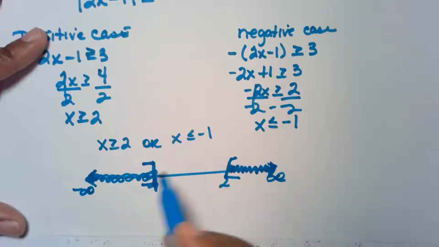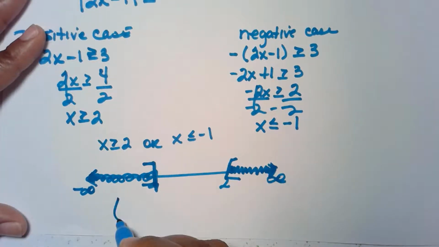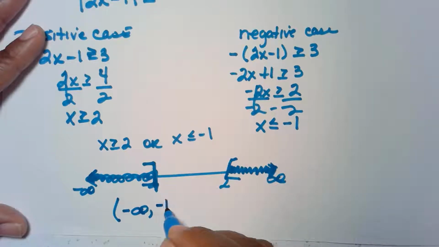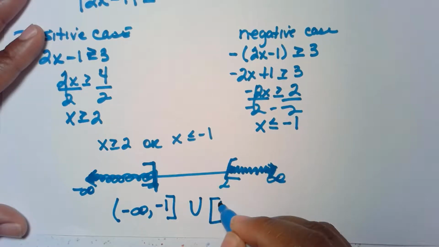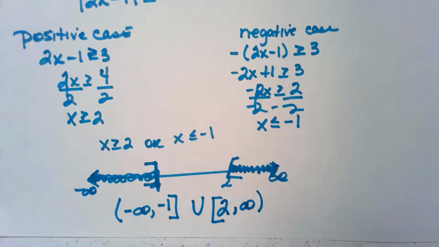Then our interval notation: open parenthesis, negative infinity, comma, negative 1, close bracket, union, open bracket, 2, comma, infinity, close parenthesis.